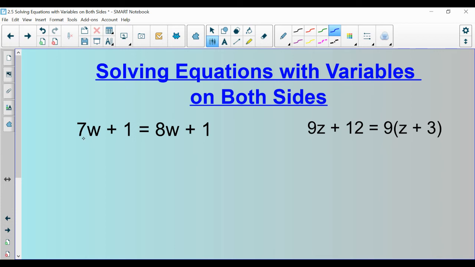Here we have 7w on one side, 8w on the other side. We need to get them to the same side. Once again, I don't particularly care which side you bring the w's to. You're just going to put the variable on one side, subtract 7w here. If I do that on one side, I have to do it to the other. Those cancel, and I get 1 is equal to 8w minus 7w is 1w, or just w.